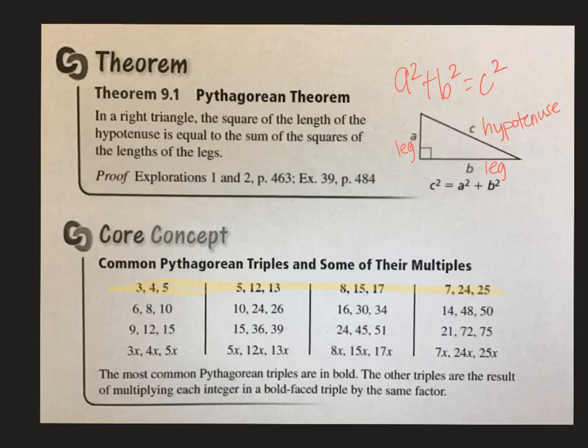3, 4, 5; 5, 12, 13; 8, 15, 17; 7, 24, 25. Those are your common Pythagorean triples. The two smaller numbers are always legs of your triangle. The larger number is always your hypotenuse. The hypotenuse always has to be the biggest side of your triangle. Always.